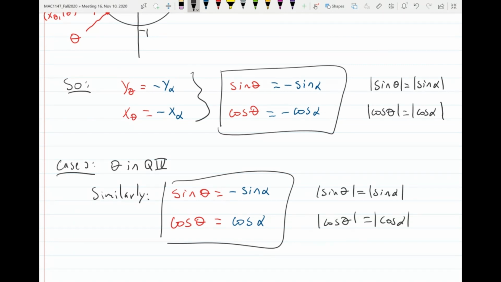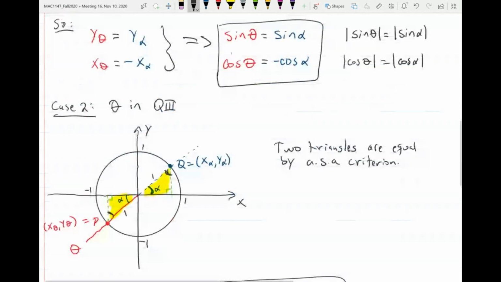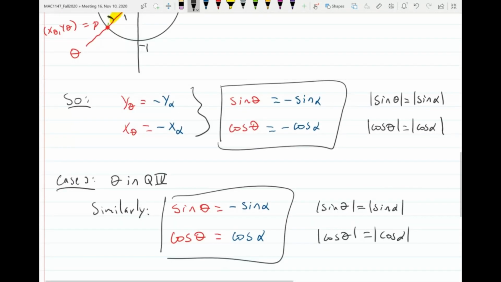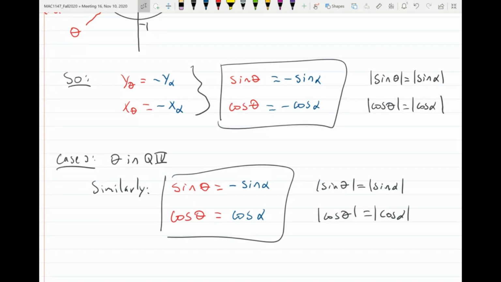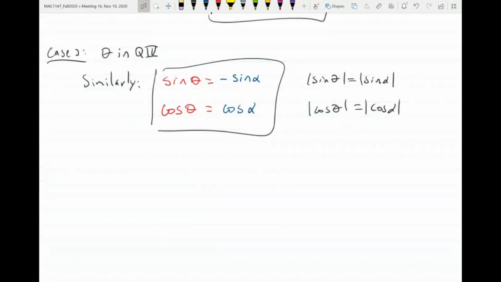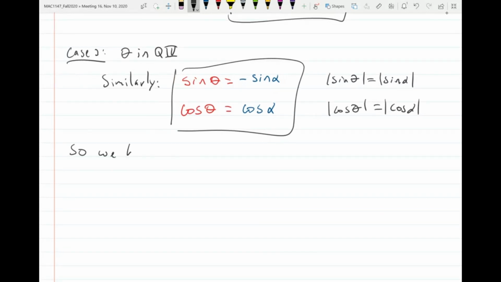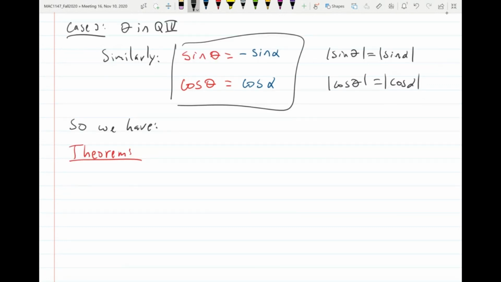So how can we put all of these cases together into one single statement? What's the relationship between an angle and its reference angle when it comes to sine and cosine? Well, their values are exactly the same. What we just did was the proof of the following theorem. So, theorem: let theta be any angle. This is true for any angle theta. And let alpha be its reference angle.